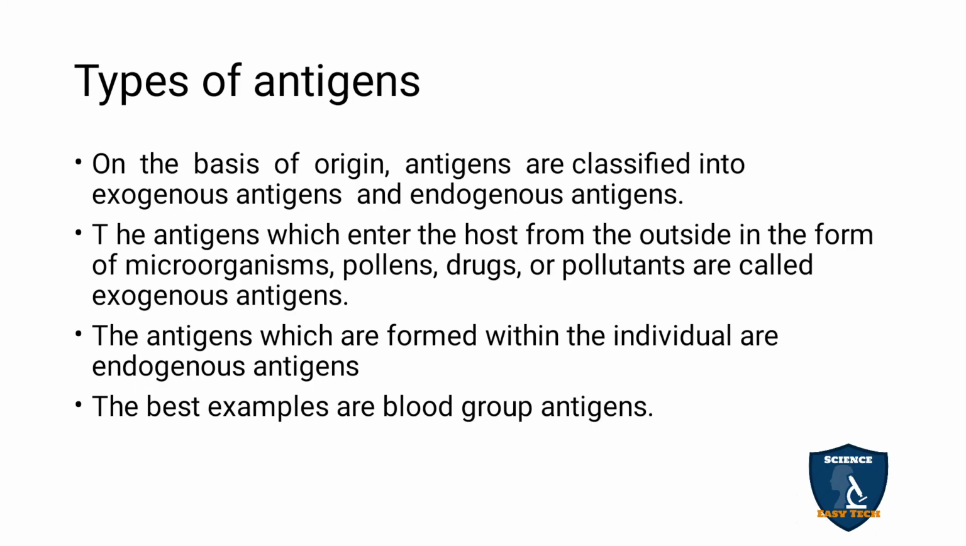Types of antigens. Based on the origin, antigens are classified into exogenous antigen and endogenous antigen. The first one is exogenous antigen: the antigens which enter the host from the outside, such as microorganisms, pollens, drugs or pollutants. The antigens which are formed within the individual are called endogenous antigens. For example, blood group antigens: for A blood group, B is the antigen; for B, A is the antigen.